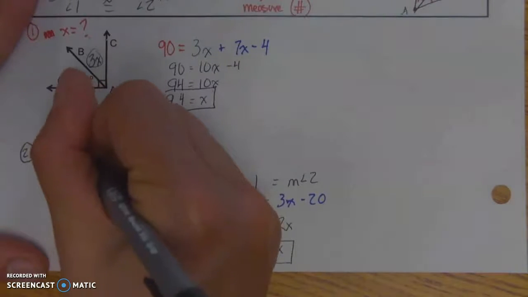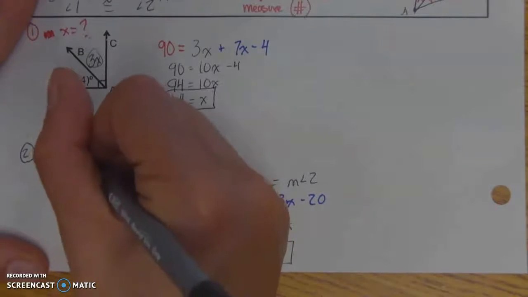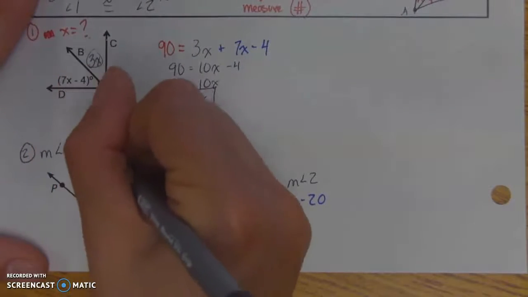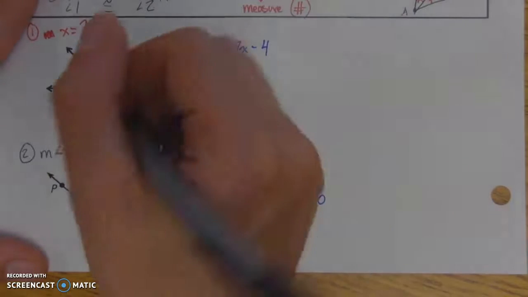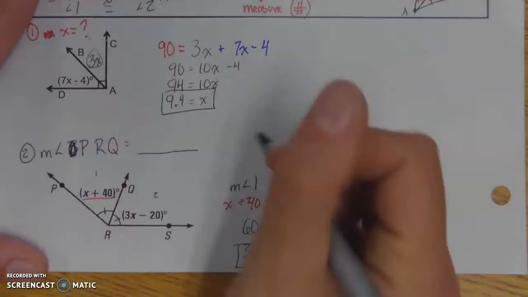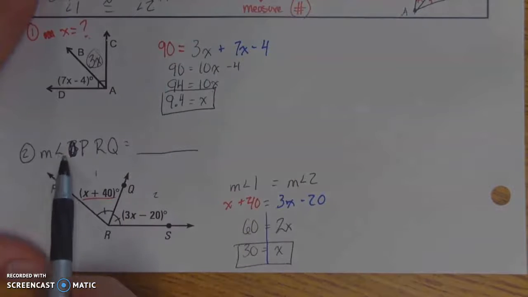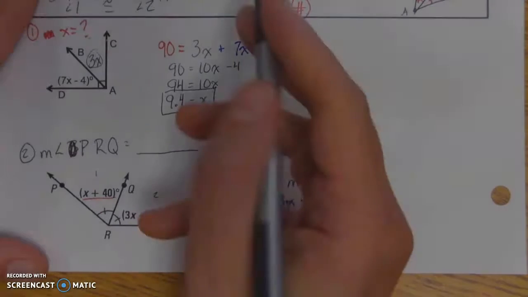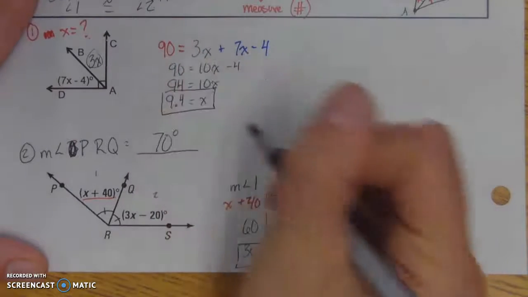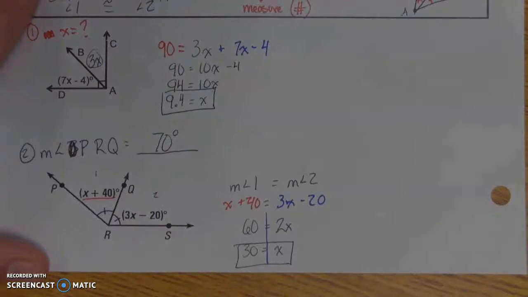Now that's really nice to know, but let's say the question was not asking what is x, and instead the question just says measure of angle PRQ. Excuse the scribbles. Now in this case it's saying I want to know the measure of angle PRQ. So PRQ is this one, so it's x plus 40. Substitute 30 in for x, that gives you 70. 30 plus 40 is 70. So I know that PRQ has a measure of 70 degrees, and that would be my final answer.